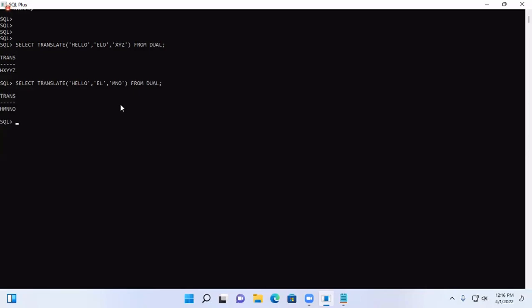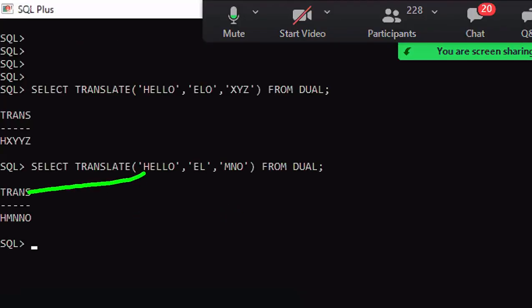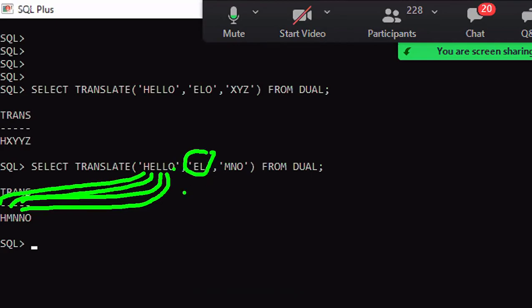H, E, LL. So here observe. H is replaced as usual with CH. E is replaced with what? M. So E is replaced with M. Next, L is replaced with N. So L is replaced with N, 2 L's. And O. So here EL only there, but okay, here also O.